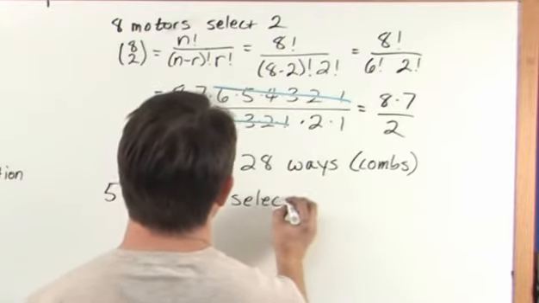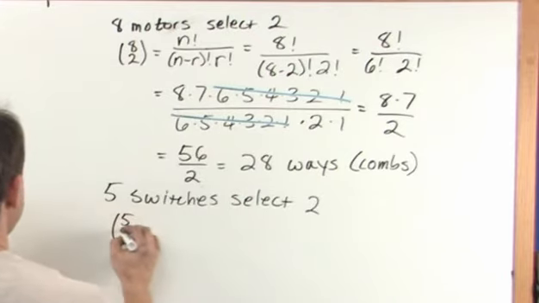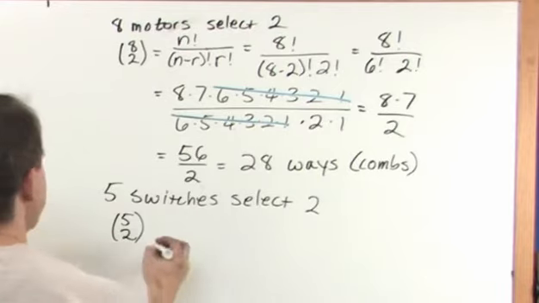Select 2 at a time. Okay, so it's going to be the same story: 5 switches taken 2 at a time. Let's see how many ways we can do that.